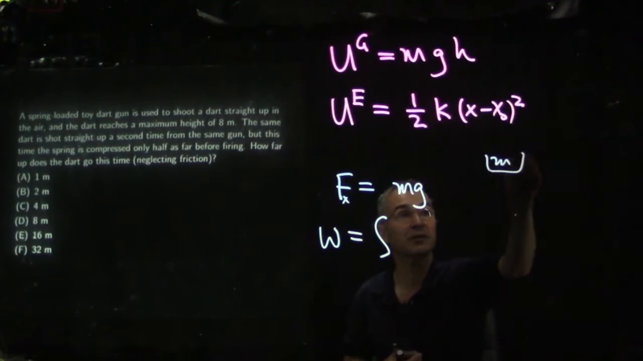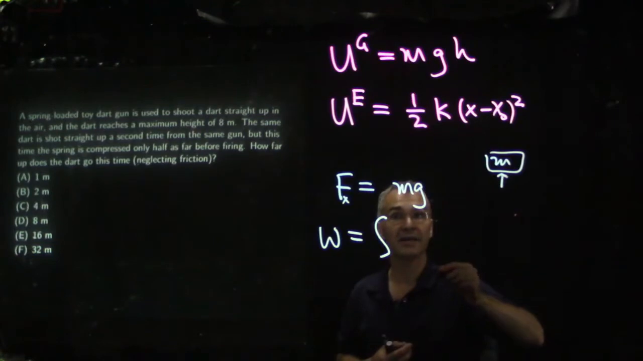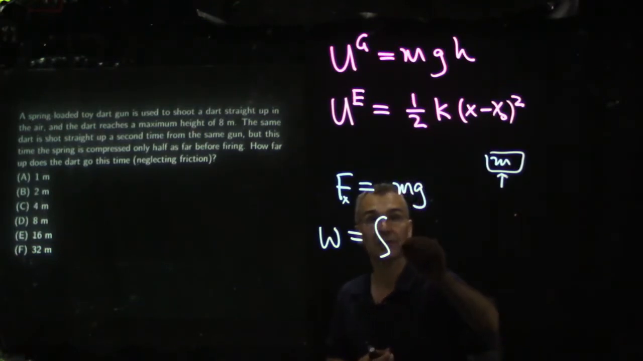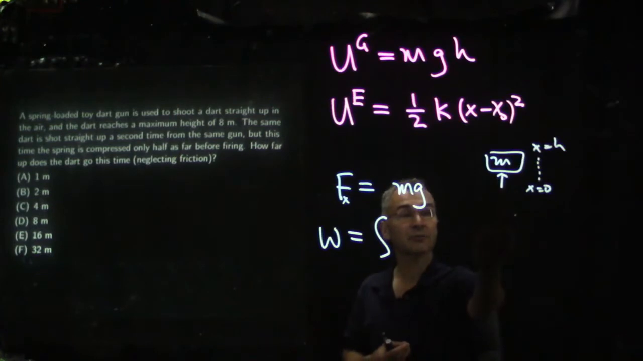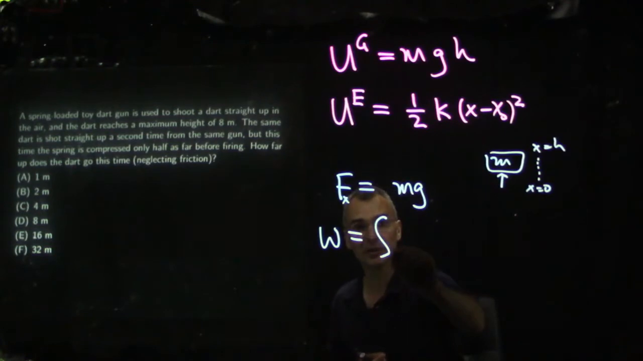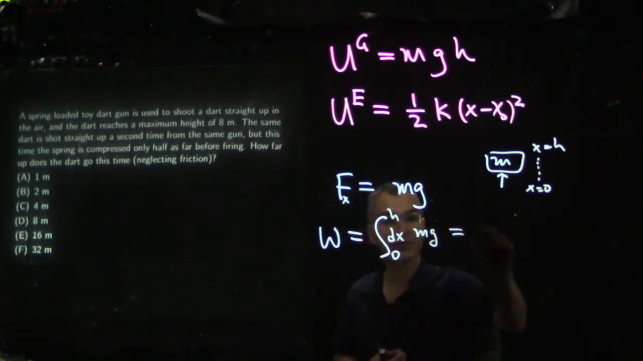Here's an object of mass m, and I'm going to apply an external force to push it upward, and I'm going to lift it upward by some distance h. So I'm going to start at x equals 0, and I'm going to find my way up to x equals h, and I have to apply an upward force mg to balance the weight of this object in order to lift it up. So I'm going to go from 0 to h, and I'm going to integrate dx in this constant force mg, and the result is mgh.